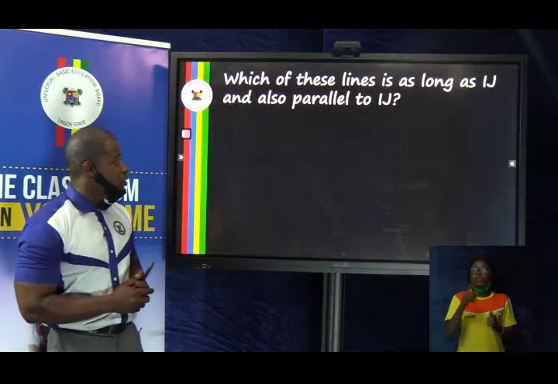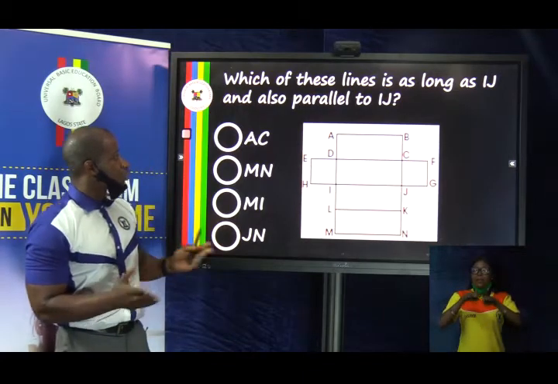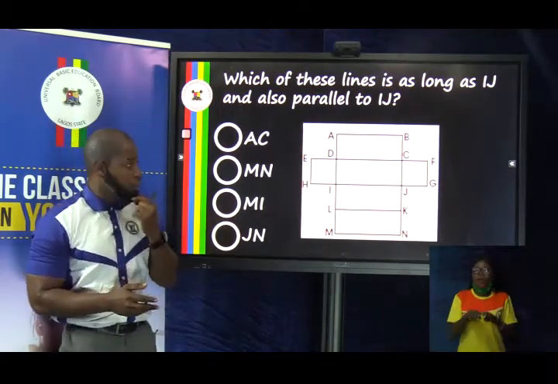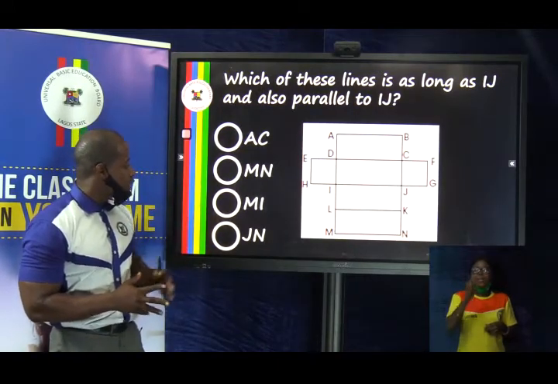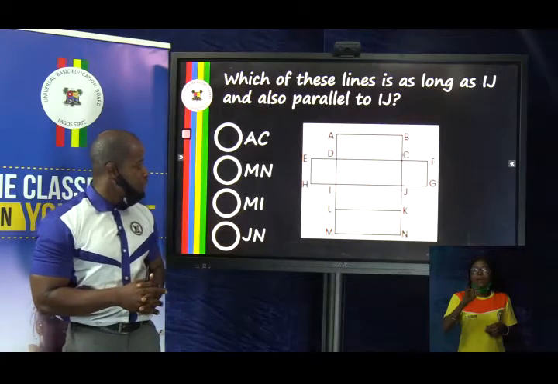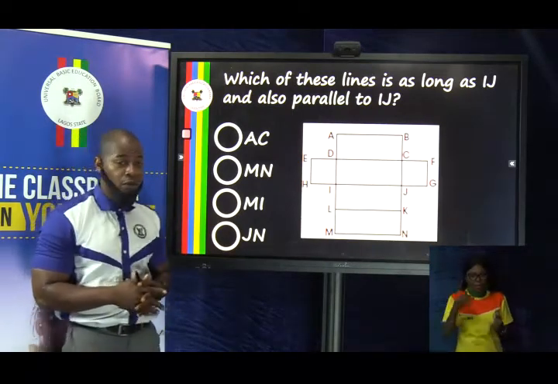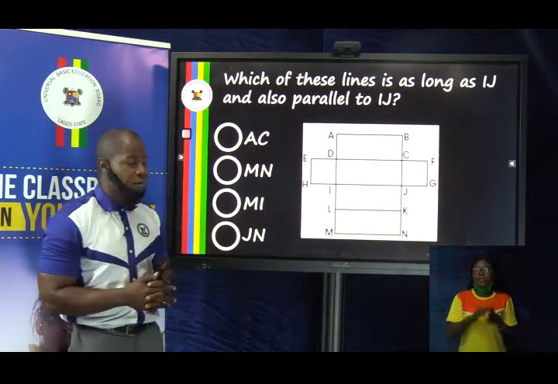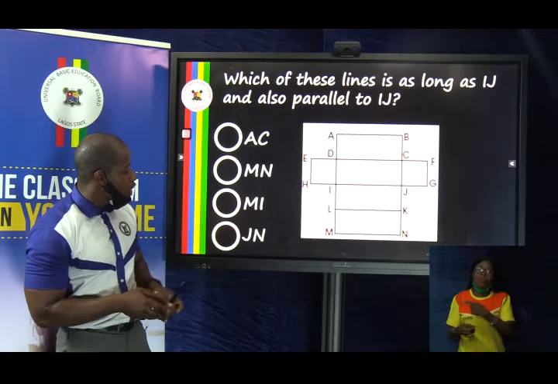Next question says, which of these lines is parallel to, and is as long as IJ? And we have so many lines here, but the options are AC, MN, MI, and JN. First thing you want to do is to identify where IJ is on the diagram. Then look for the line that is parallel and is also as long as IJ. Is it AC? Is it MN? Is it MI? Is it JN?